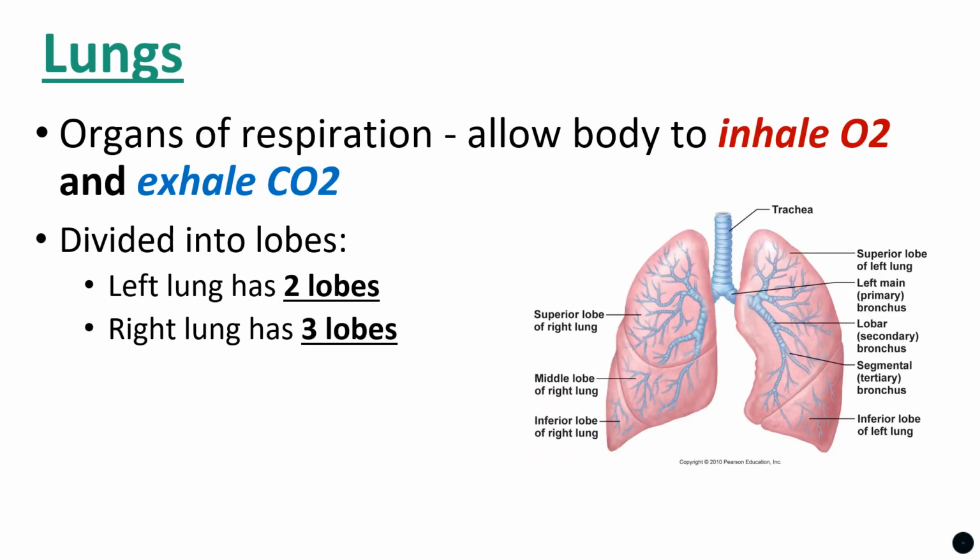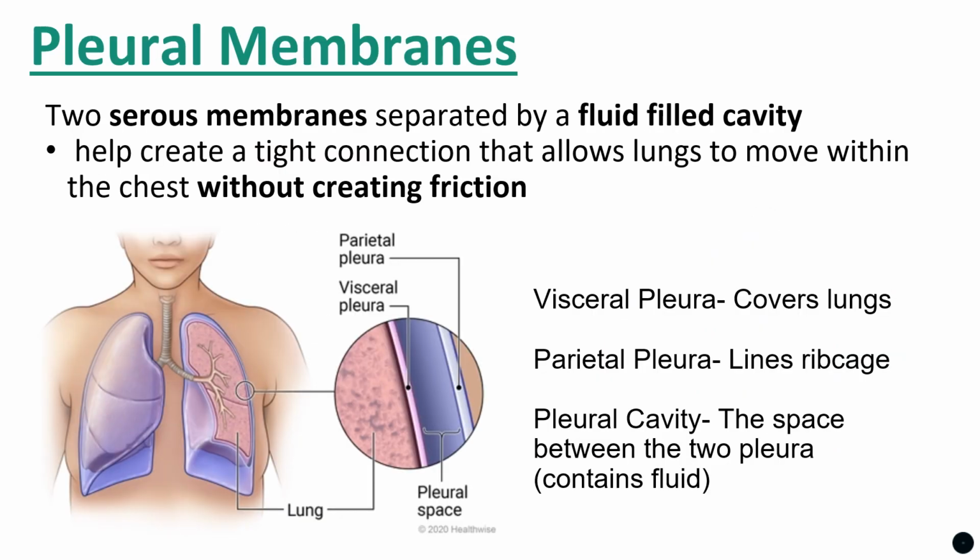After this, we will get down into the lungs. These are going to be the organs of respiration. So they're going to allow the body to inhale oxygen and exhale carbon dioxide. They're going to be divided into lobes. The left lung is going to have 2 lobes, and the right lung is going to have 3 lobes. And again, that asymmetry of the lungs is largely due to the heart needing to sit a little bit over on the left side. So let's talk about pleural membranes.